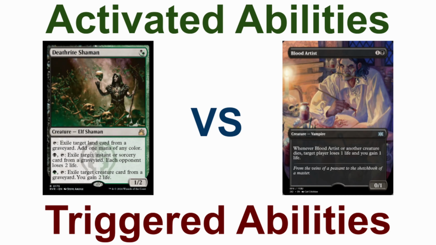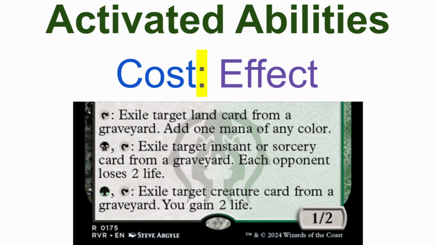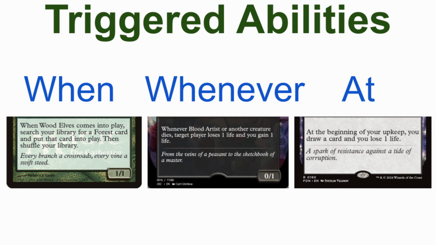Today we're clearing up a common rules question in Magic, the difference between triggered abilities and activated abilities. Here's a shortcut you can use to identify these. If you see a colon breaking up two lines of text, then it's an activated ability. These are written as cost: effect. If the text starts with the words when, whenever, or at, then it's a triggered ability.